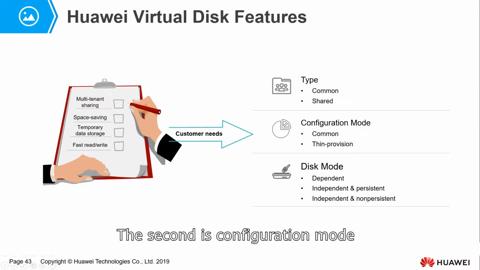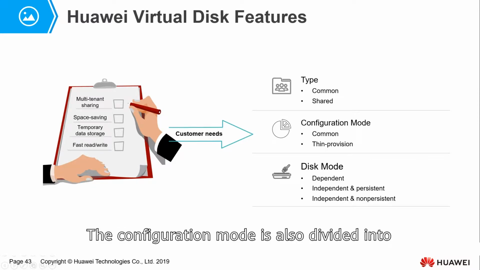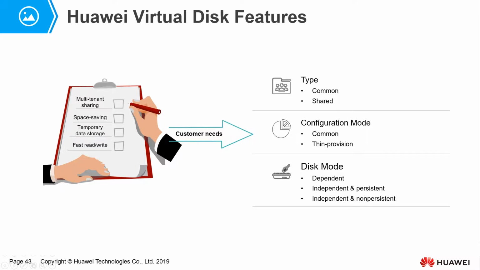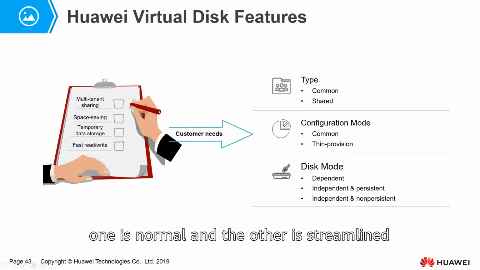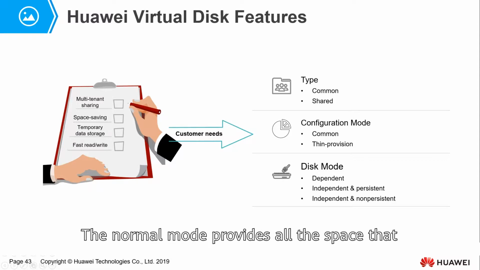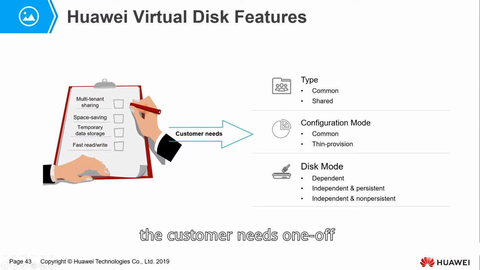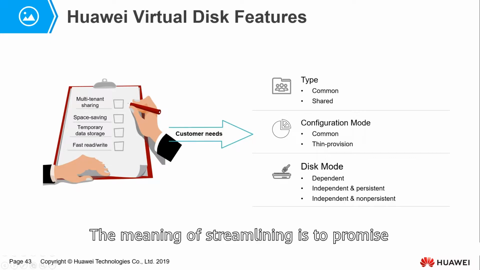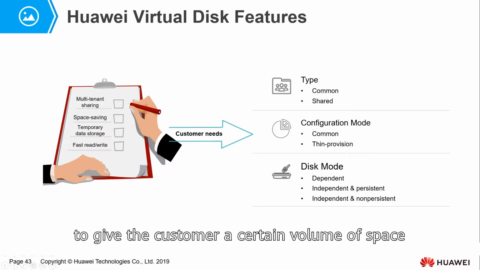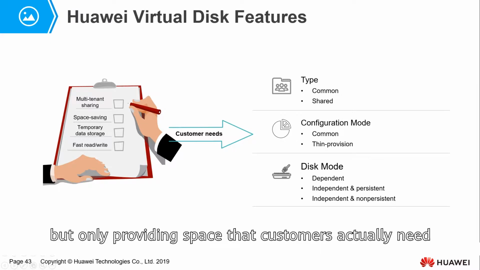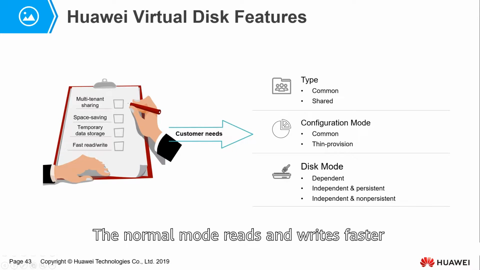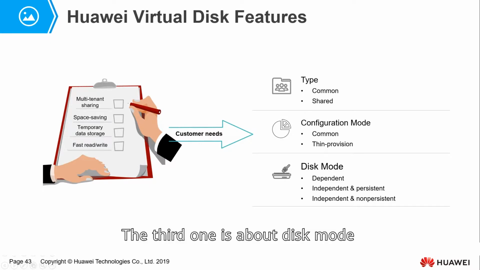The second is configuration mode. The configuration mode is also divided into two categories. One is normal and the other is thin provisioning. The normal mode provides all the space that the customer needs at once. The meaning of thin provisioning is to promise to give the customer a certain volume of space, but only provide the space that the customer actually needs. The normal mode reads and writes faster. Thin provisioning mode saves space. The third one is disk mode.